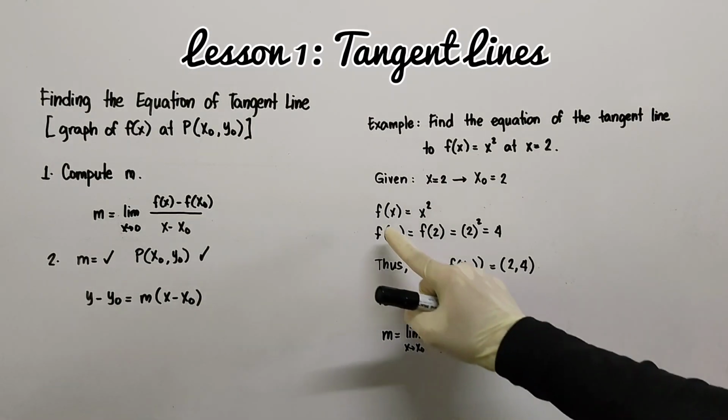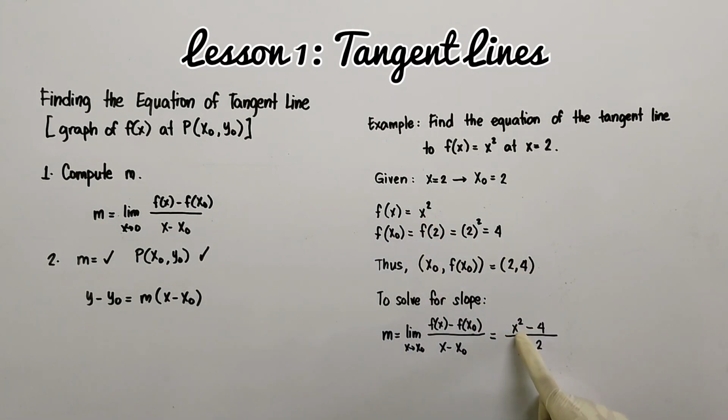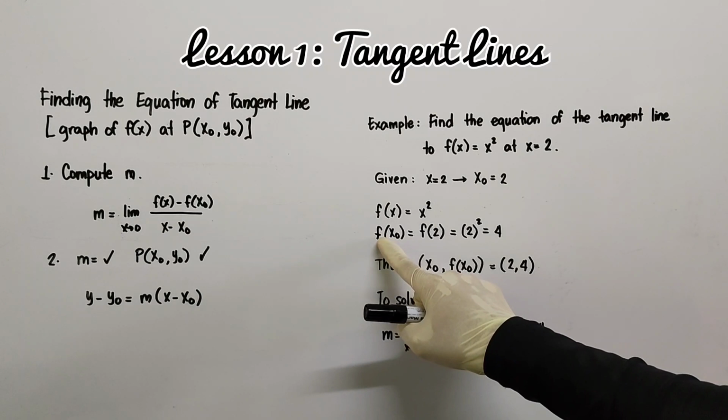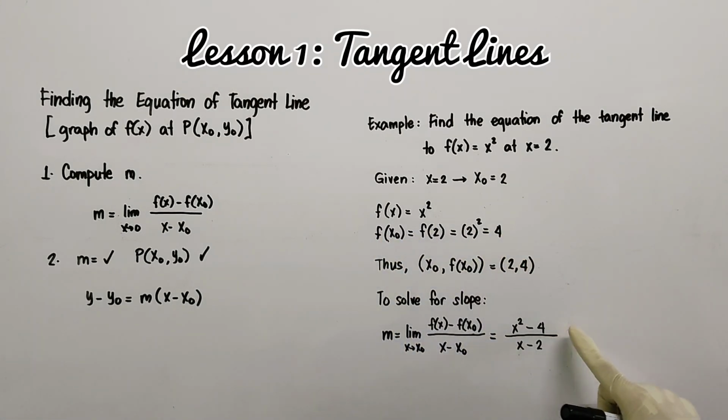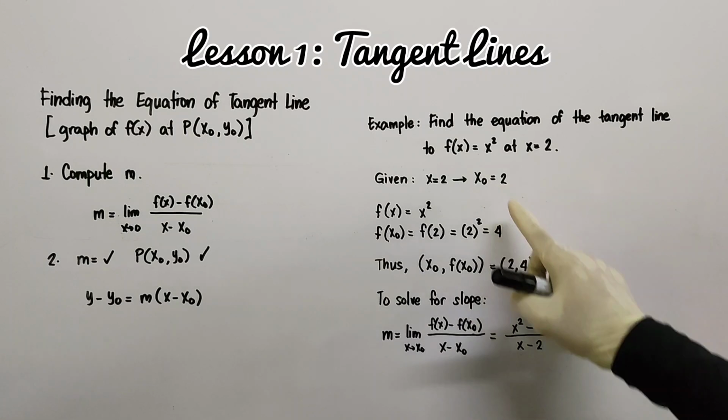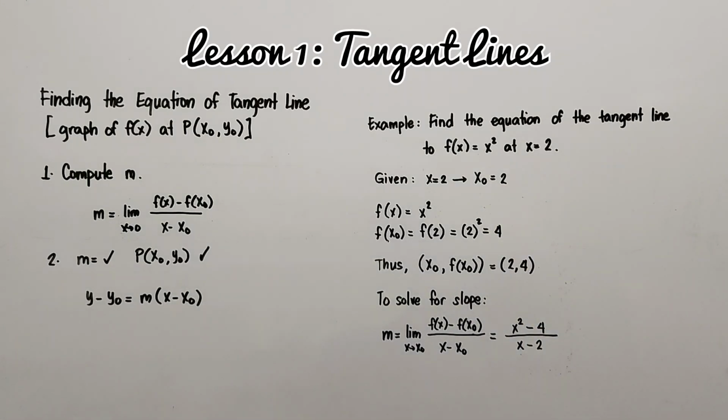The f of x is equal to x squared, so we have x squared minus the f of x sub 0, which is 4. So for the numerator, we have x squared minus 4. And for the denominator, copy x minus the x sub 0, the given is 2. So you have x minus 2.